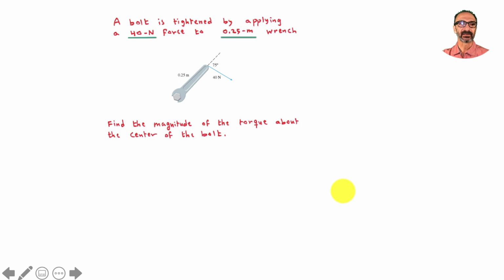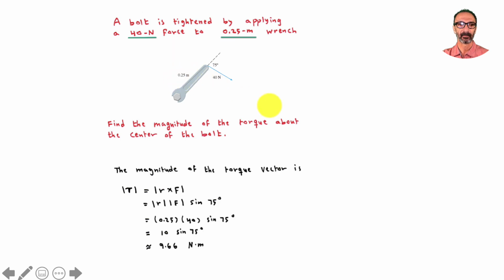A bolt is tightened by applying a 40 N force to a 0.25 m wrench. Find the magnitude of the torque about the center of the bolt. I have 75 degrees. I have 40 N, 0.25 m. All you need to do, they want the magnitude, is do the cross product between r and F, include the angle as it says, 0.25, 40, that's what we have, and that should do it.